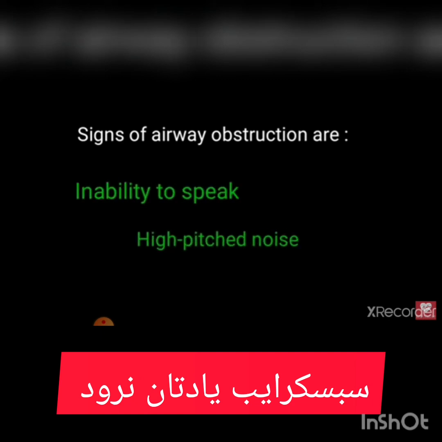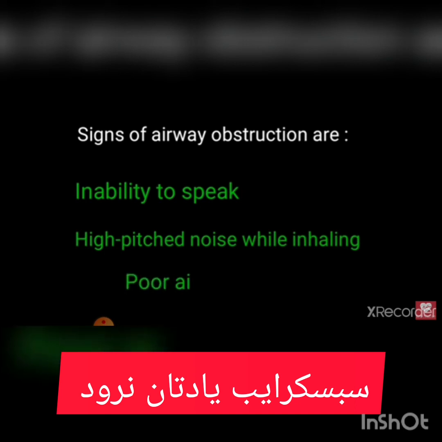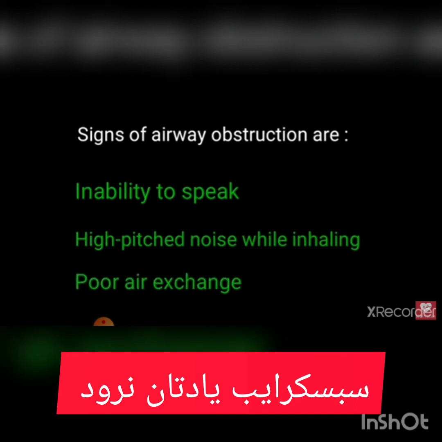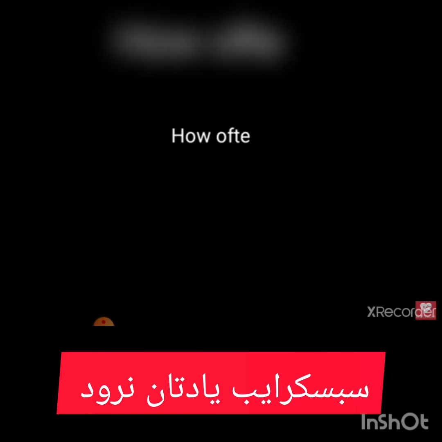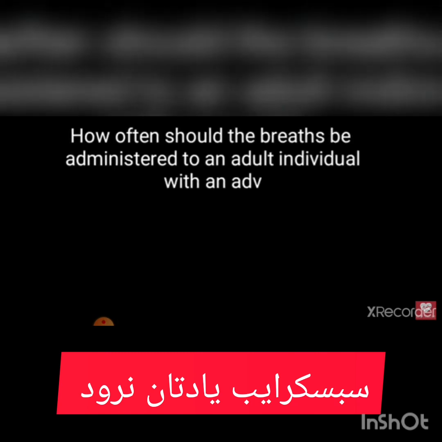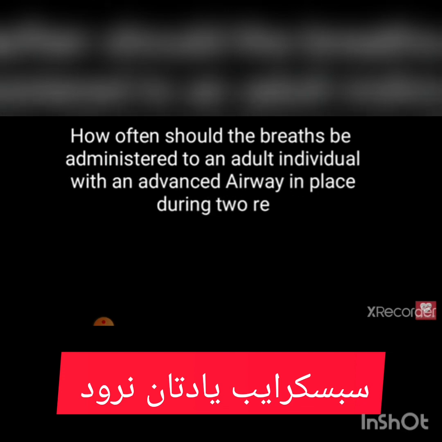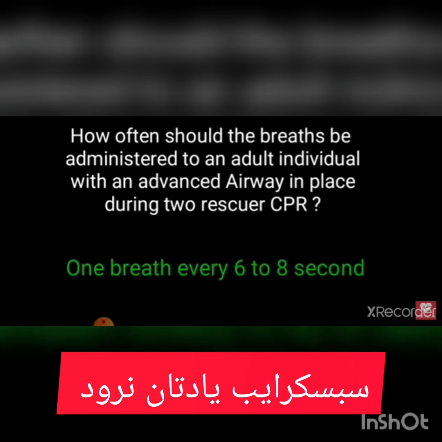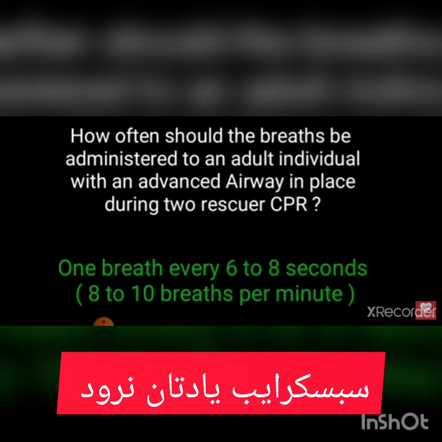Signs of airway obstruction are inability to speak, high-pitched noise while inhaling, poor air exchange. How often should the breaths be administered to an adult individual with an advanced airway in place during two rescuer CPR? One breath every 6 to 8 seconds, that is 8 to 10 breaths per minute.